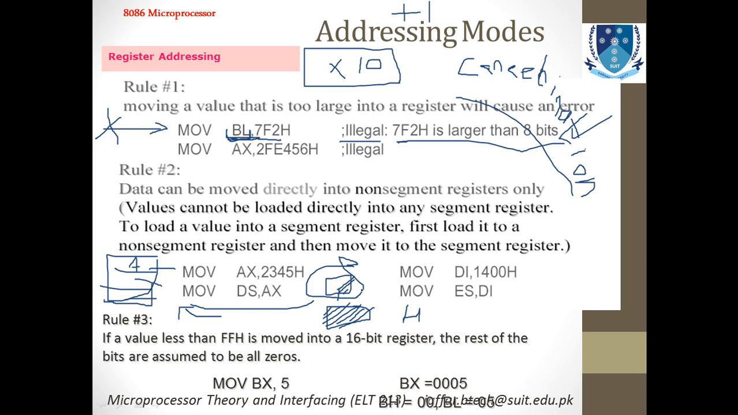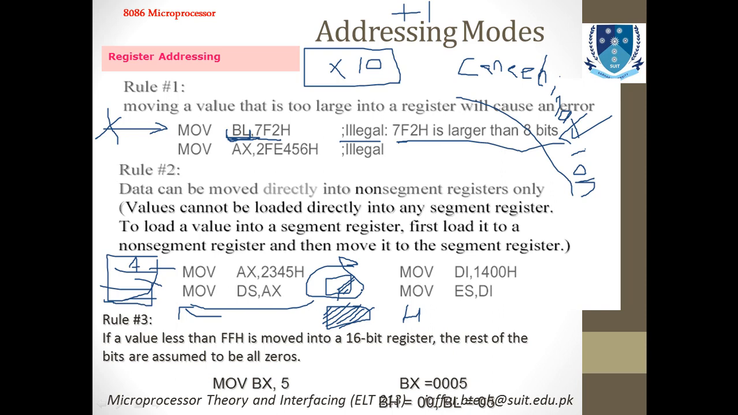Okay, let's go to the next rule, rule number 2. Data cannot be moved directly into a segment register. Values cannot be loaded directly into any segment register. To load a value into a segment register, you first have to load it into a non-segment register and then move it to the segment register. We have discussed segment registers and non-segment registers.